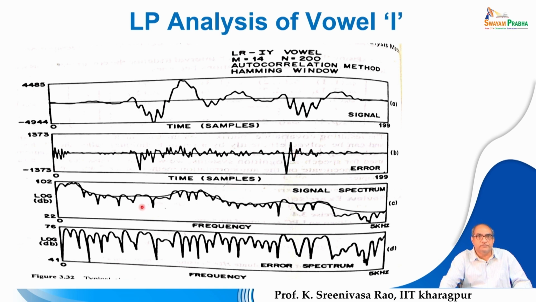And if you look at the third plot here, there are two waveforms. One is a smoothed envelope, and the other is a waveform which contains continuous ripples throughout. The waveform having the continuous ripples throughout is nothing but the log magnitude plot of the signal.